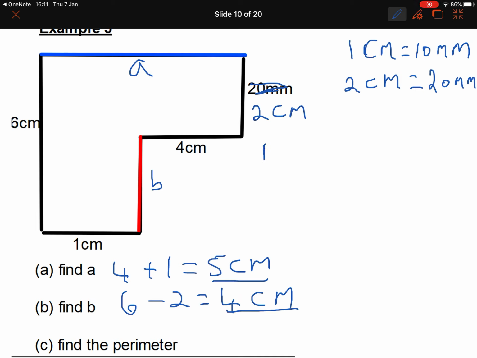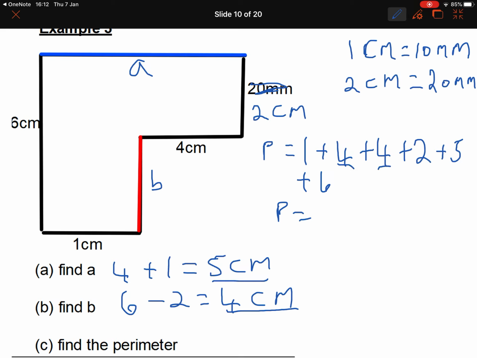Right, so to find the perimeter, I'm going to do it up here just so it makes it clearer. If I start with this side here, the perimeter is just 1 plus the value of B, which is 4, plus another 4, plus your 2 centimeters, be careful not to add 20, plus 5, which is A, and plus 6, okay?